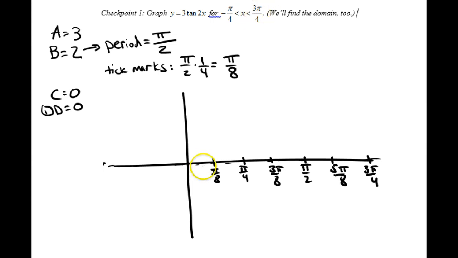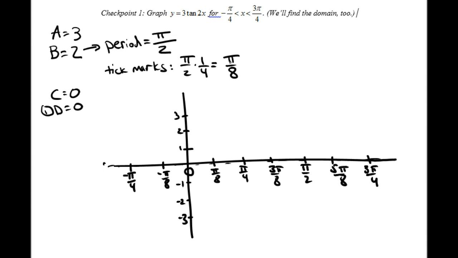I can go backwards, that's 0 of course, negative pi over 8, and negative 2 pi over 8, or negative pi over 4. That's, notice, the end of my domain. So they basically gave us a finishing point. Now up and down I need to go 3, so let's go 1, 2, 3, and negative 1, negative 2, negative 3. Okay, I've now labeled my axes appropriately based upon the information that I've been given, with the not amplitude, but the stretch, and with the tick marks based upon quartering my period.